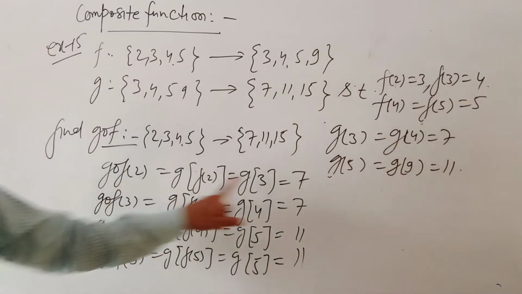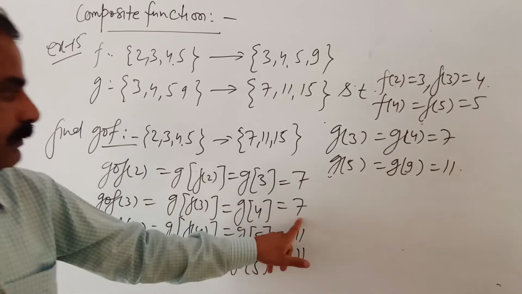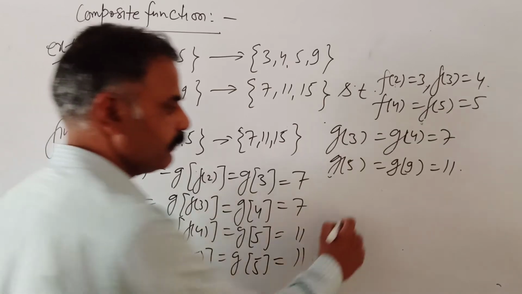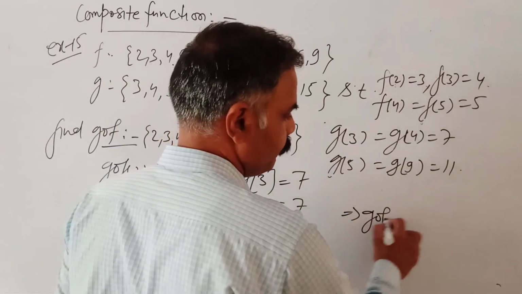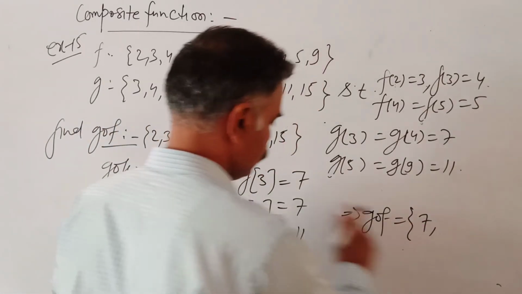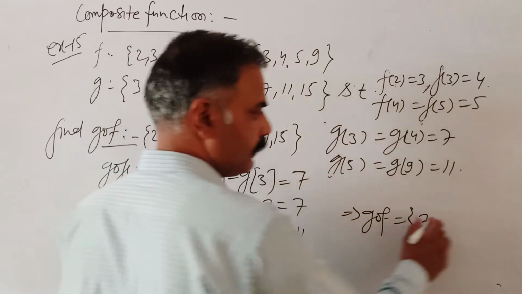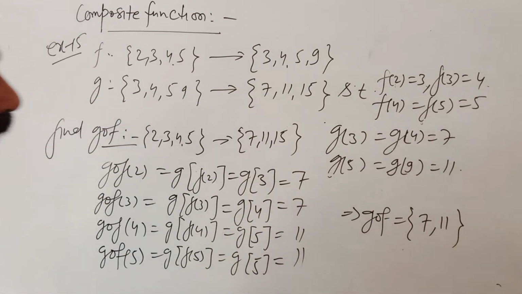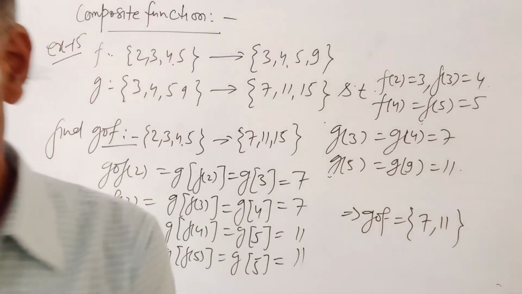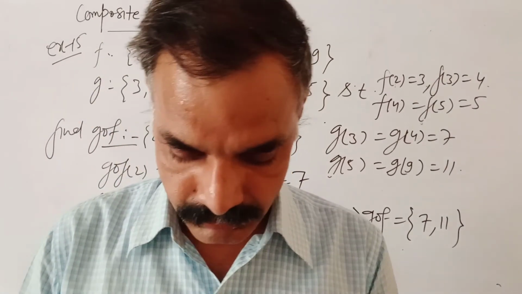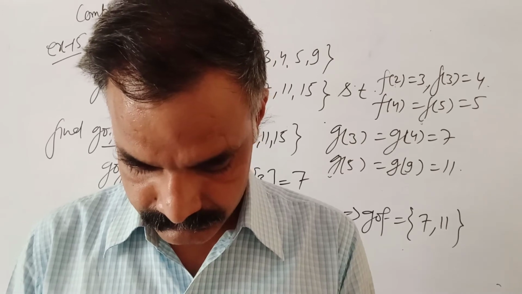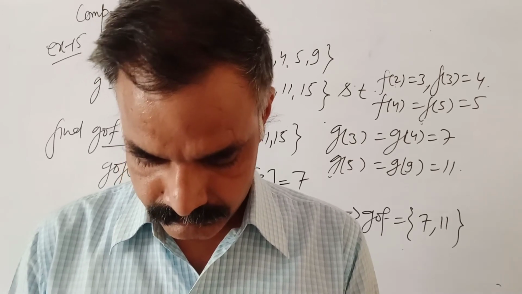So GOF of 2 equals 7, GOF of 3 equals 7, GOF of 4 equals 11, and GOF of 5 equals 11. This implies that GOF is equal to {7, 11}. So GOF equals {7, 11}.